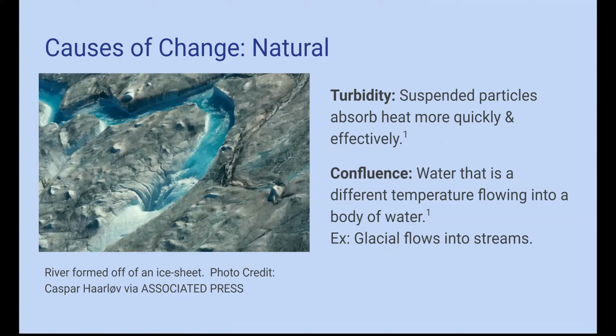The other two are turbidity and confluence. Turbidity is basically suspended particles in the water, and since they are darker in color than the water, they absorb more wavelengths of light, heating the water faster. Confluence is different temperature water flowing into a body of water. So glacial flows and streams can be confluents, and also hot springs.